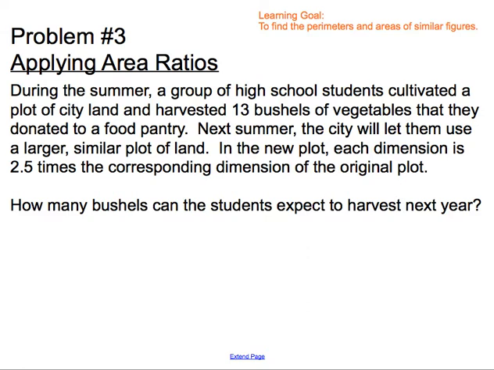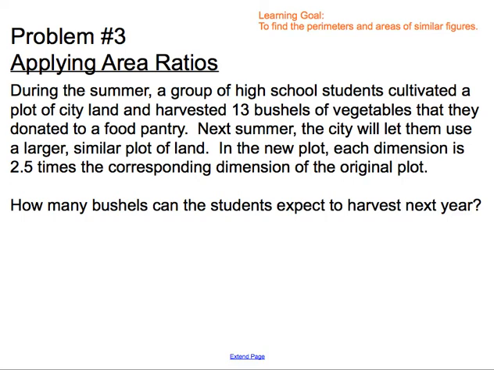Okay, so our next question is a word problem. It says, during the summer, a group of high school students cultivated a plot of city land and harvested 13 bushels of vegetables. Next summer, the city will let them use a larger, similar plot of land. However, in the new plot, each dimension is 2.5 times the corresponding dimension of the original plot. How many bushels can the students expect to harvest next year?